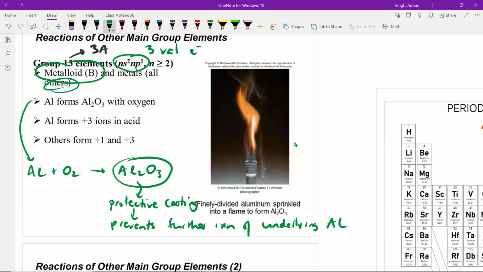Aluminum also can form the aluminum 3+ ion. And again, why would it form 3+? Well, because it's got those 3 valence electrons to lose, and it can readily lose those. Other elements in group 3A, they can form the +3. They can also form the +1 ions. So they can do either depending on what it is that they are combining with.